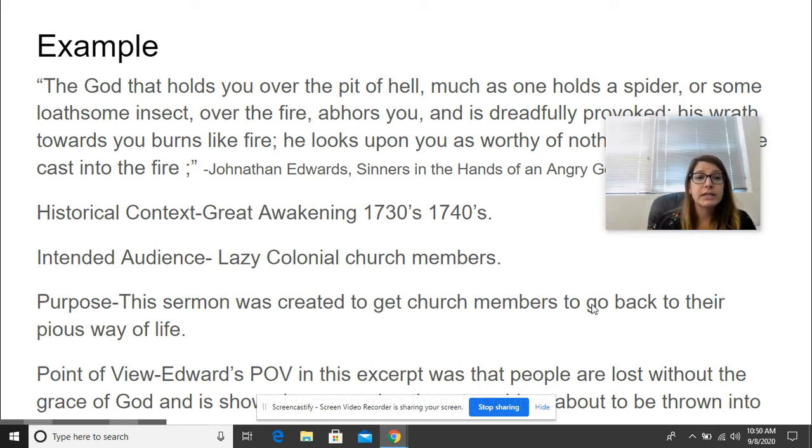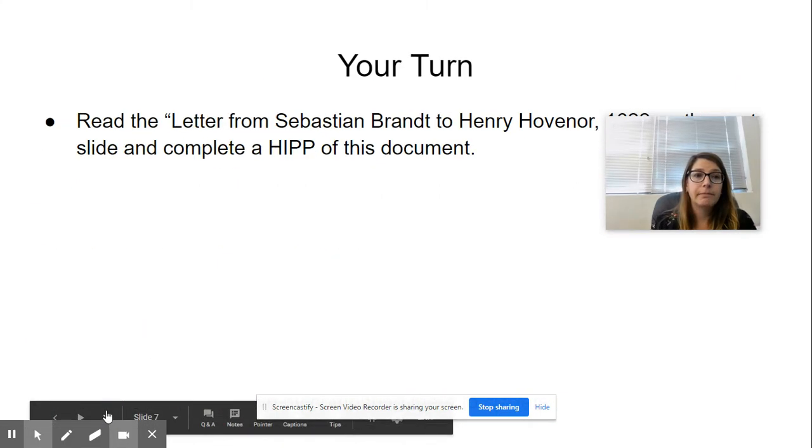So, for instance, on historical context, you could say, the context around this document was the revival of the Great Awakening in the 1730s and 1740s. Just make it into a sentence, because that is going to allow you to go towards essay writing, where you can get really used to that. So now it's going to be your turn, right?